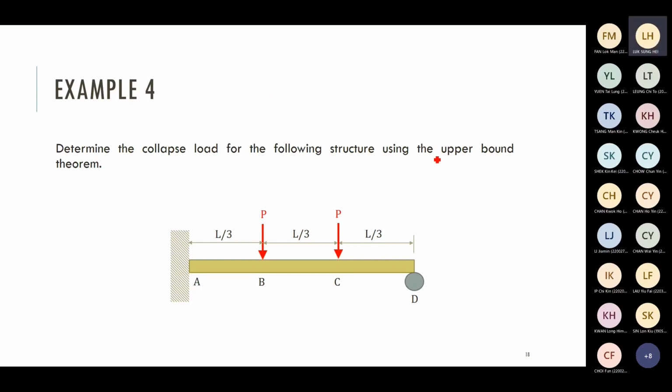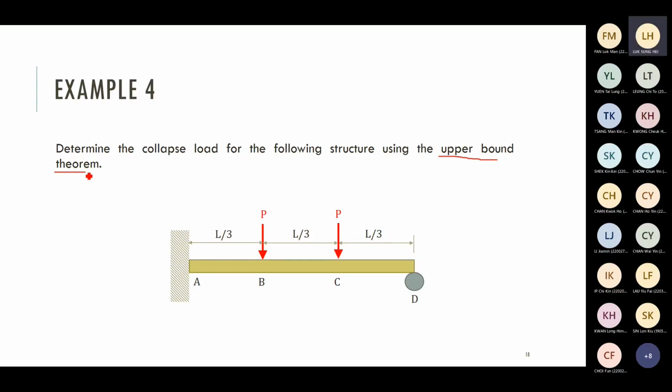When you want to use upper bound figure, you need to estimate the collapse mechanism. That means you have to find out the position of the plastic hinges. Maybe I give you 1 minute, you can think about the collapse mechanism. Where are the positions of plastic hinge and where are they? How many? How to estimate the number of plastic hinge required?